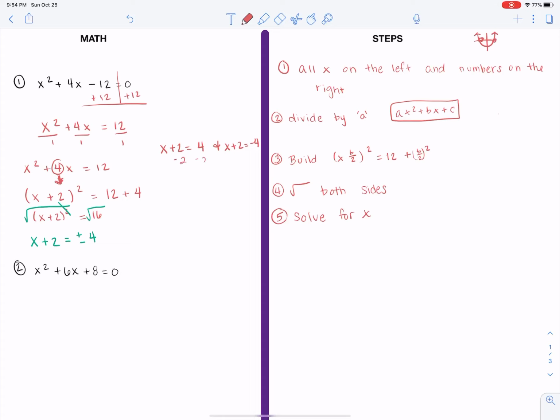So minus 2, x equals 2, minus 2, x equals negative 6. So if you were to graph this original equation, x squared plus 4x minus 12, that would cross the x-axis at 2 and negative 6, okay? All right, example 2.